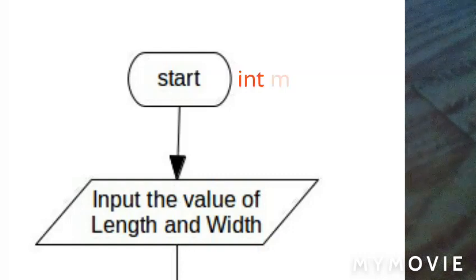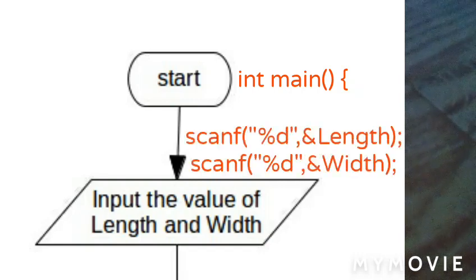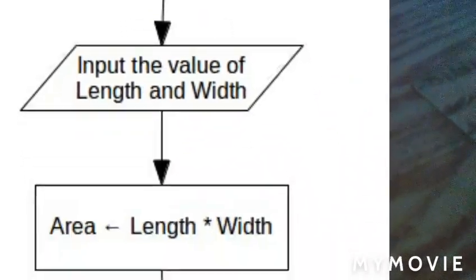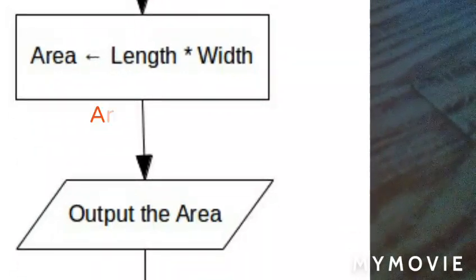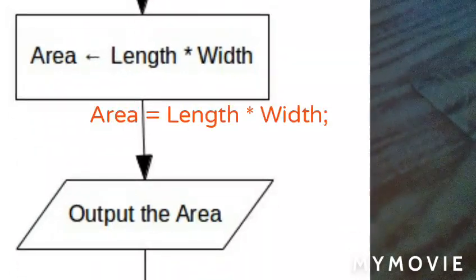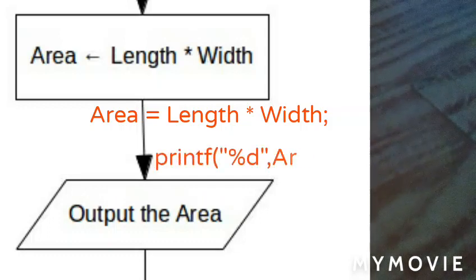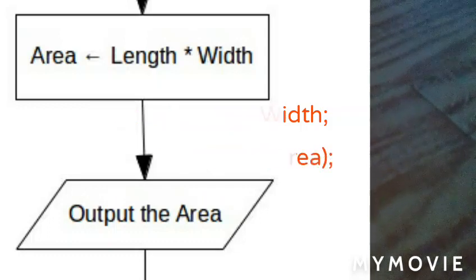So the start corresponds to the main with open curly brace. The input value of length and width corresponds to the scanf of length and scanf of width. And the computation of the area of the rectangle also corresponds to area equals length times width. And then to output the area, it corresponds to printf the area. Then the stop corresponds to the return 0 and the close curly brace.